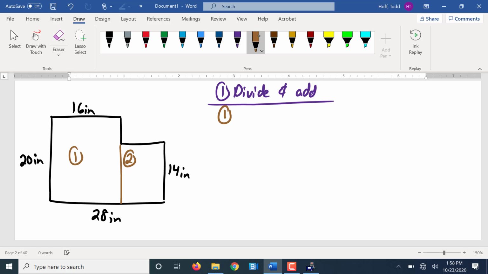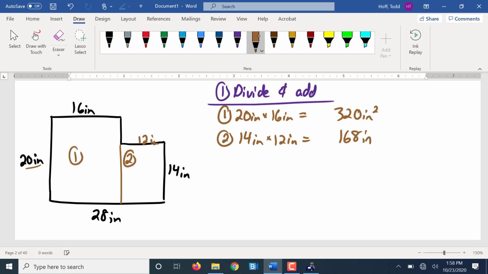The area of that first piece was just 20 by 16. Perfect. So 320 square inches. The second piece, we know this is 14. What's the other dimension? 12. Good. Yeah. 28 minus 16 is 12. Which is 168 square inches. So we just add those together to get a total 488 square inches for that area.